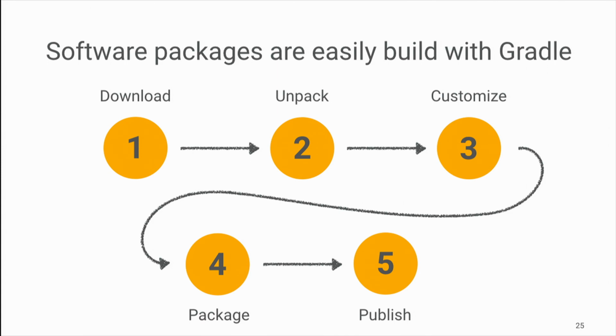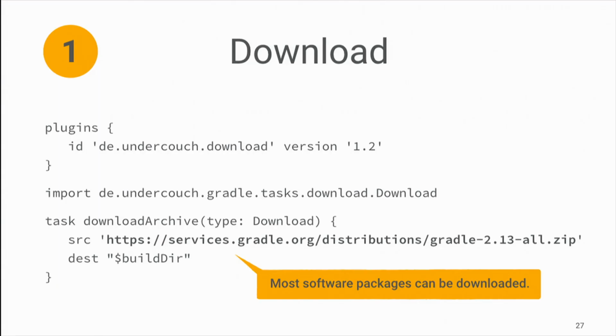So this is basically it. I mean, how do you install a Derby or a Tomcat? You go to the website, you download it, you extract it, you copy it to your local hard drive, and then you're ready to go. And pretty much we do that here as well. We download, we unpack, we customize, we repackage, and we publish. Okay, so let's do that.